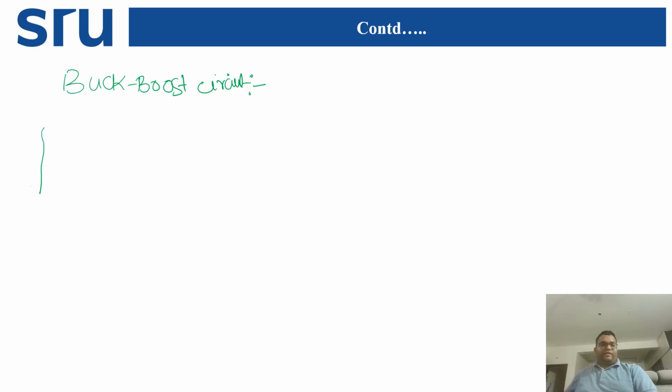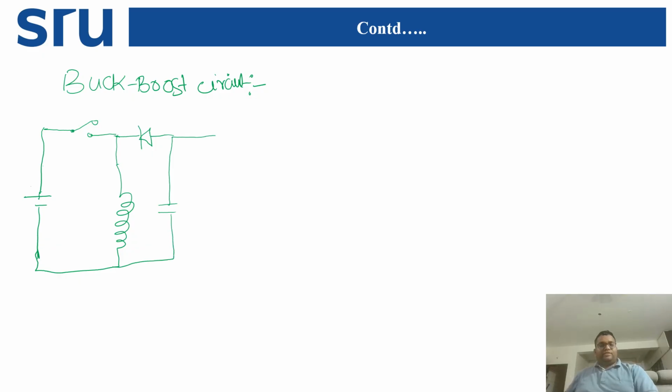First, we will draw the circuit diagram, that is VDC. Let us take this as the source voltage, and after that there is a switch. After that there is an inductor, and after that there is a diode, and after that there is a capacitor, and after that a resistive load, which we have to indicate over here. This is the structure of the buck boost converter circuit.